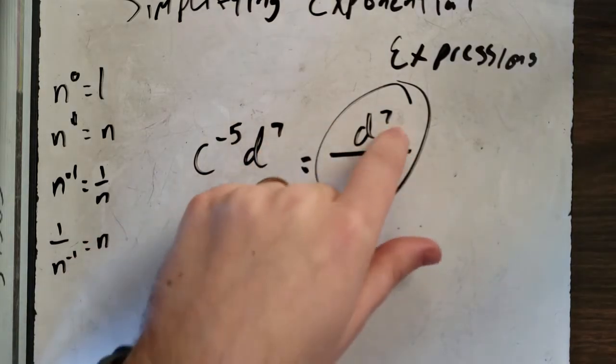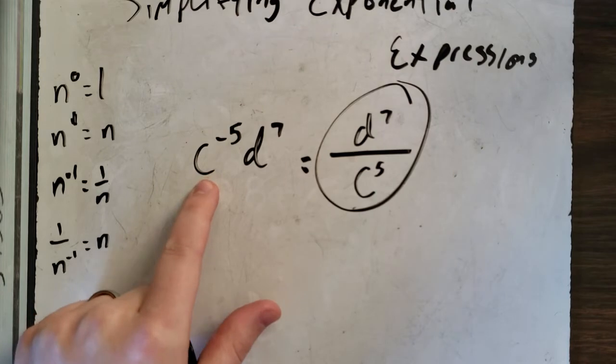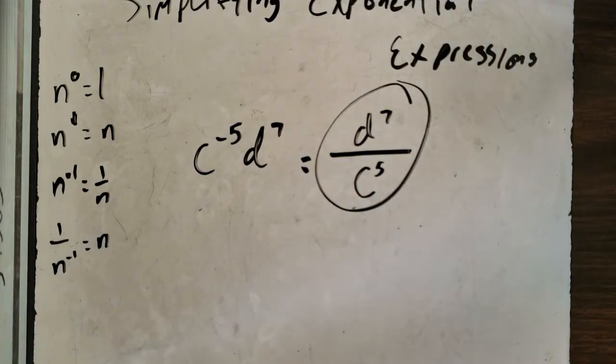So the d doesn't move. It has a positive 7. Our c has to move because it has a negative 5. It goes underneath the fraction bar. And we can't do anything from there because they're both different letters, so it just stays the way it is.